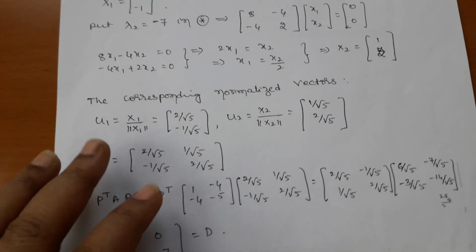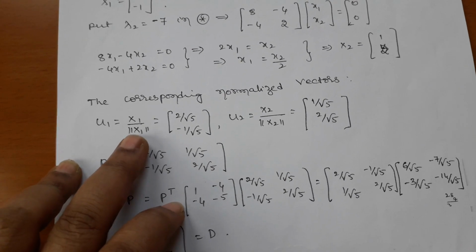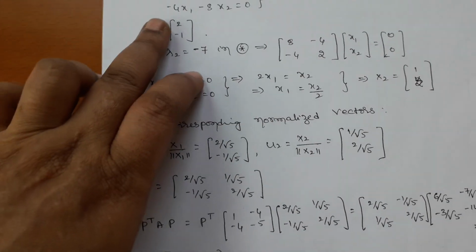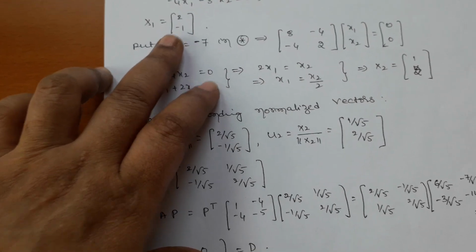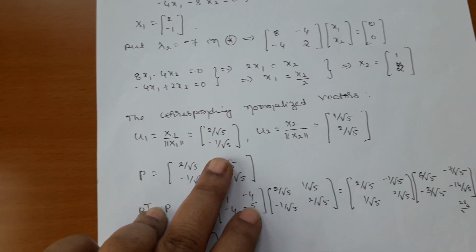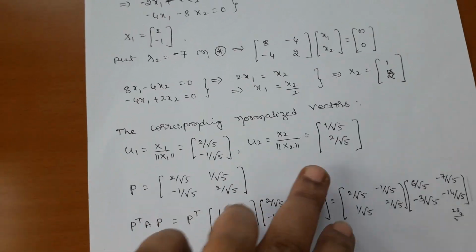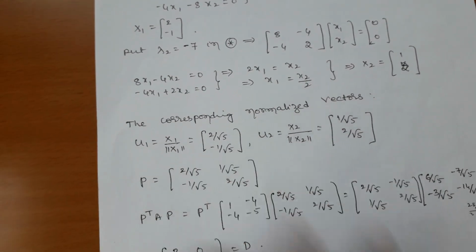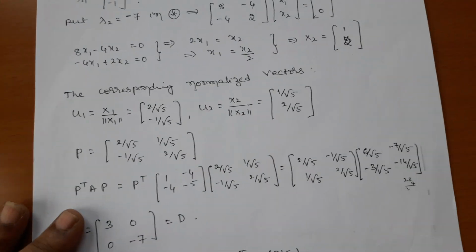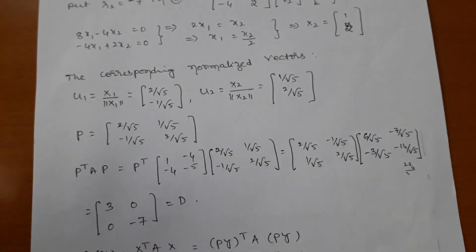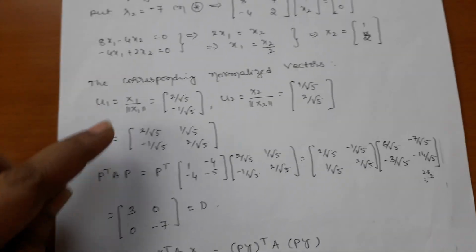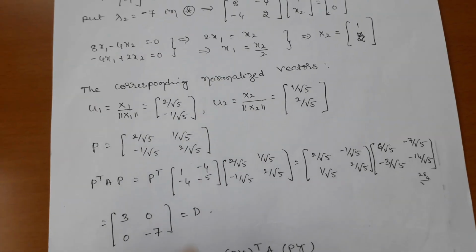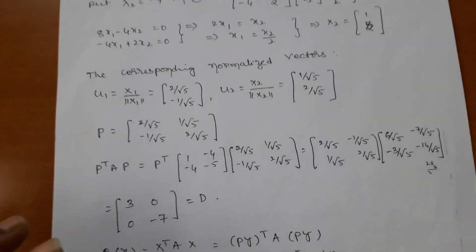Next you write the corresponding normalized vectors. What's my normalized vector? x1 is 2, minus 1. What is the norm of this? Root of 2 square plus minus 1 whole square, we get root 5. Then I multiply it by 1 by root 5. Here also we get root 5. These two are the normalized vectors, say u1 and u2. Why have we taken u1 and u2? If you take the same x1, x2, you will get confused. Therefore we take u1. u1 is the first column of P, and u2 is the second column of P. This is the way to write P.